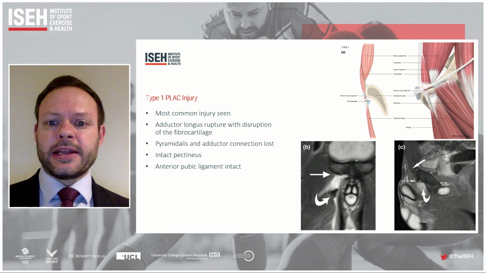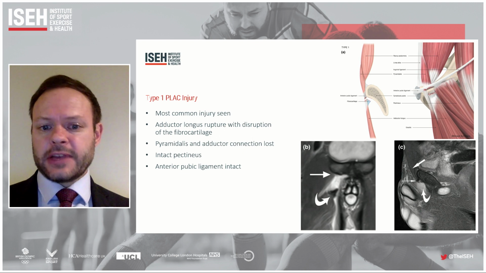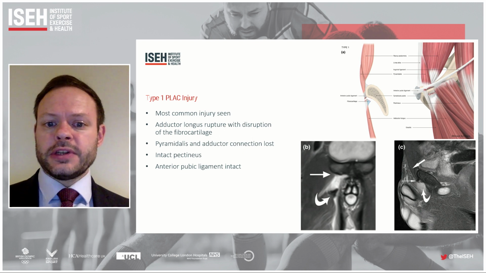So the type 1 plaque injury, it basically affects the adductor longus and separates it from the pyramidalis, but the other structures are intact. This MRI scan clearly shows fluid where the adductor longus has ruptured from the pubic bone, and this is a common injury that we see that needs potentially surgical repair in the athlete.